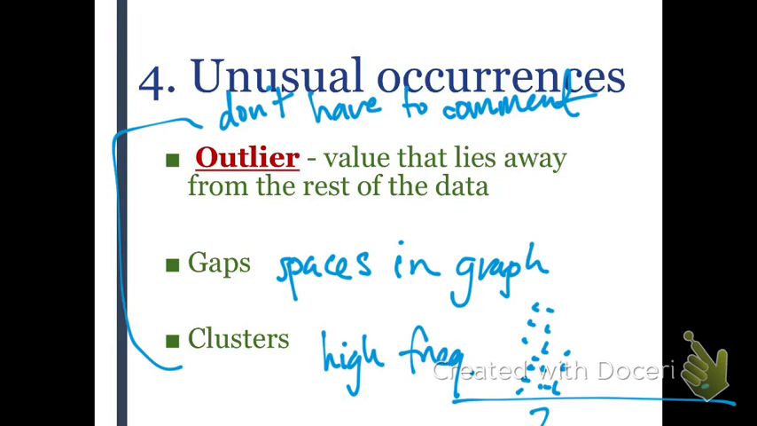Favorite number. Everyone's favorite number is 7, and then my favorite number is 13. So here you have a couple of options. You could say there's an outlier at 13, or you could say there's a gap between 7 and 13, or you could say there's a cluster at 7. Any 3 of those would be sufficient.